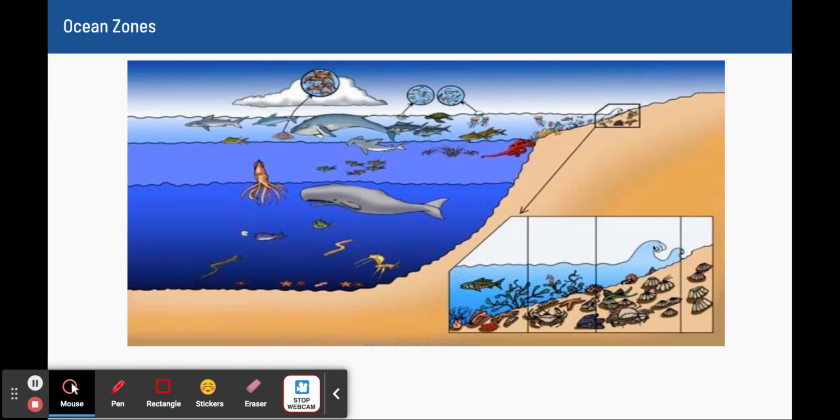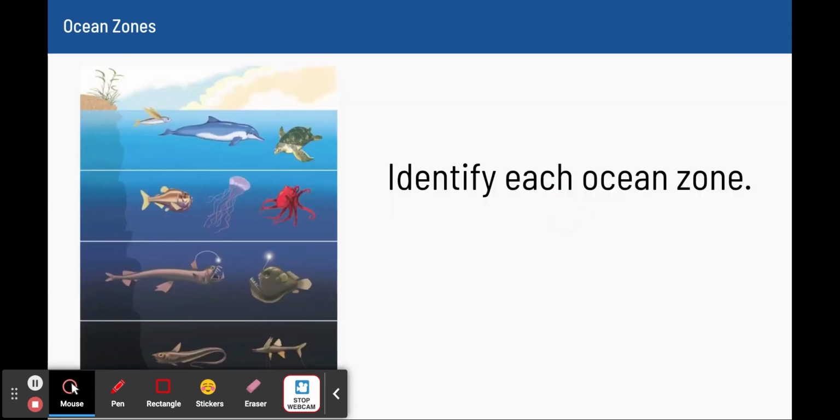So here's an example of what the different zones look like and the different organisms that live within each of those zones. See if you can identify each of the zones by looking at this image here. You can pause the video and write down your thoughts.